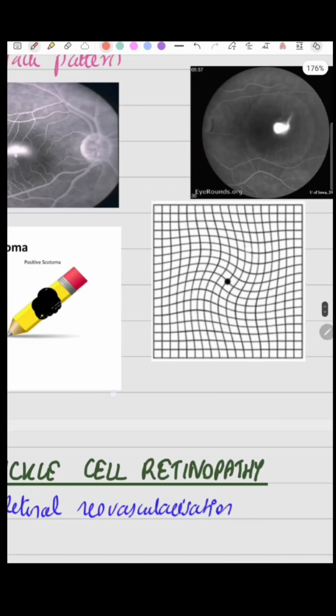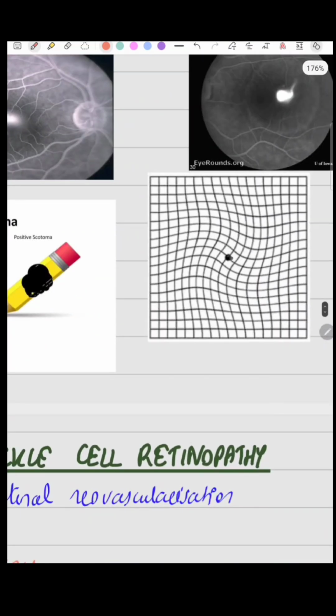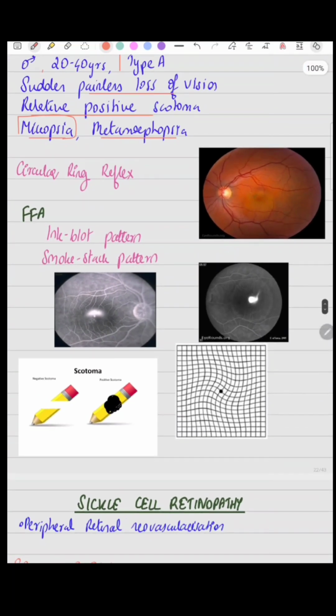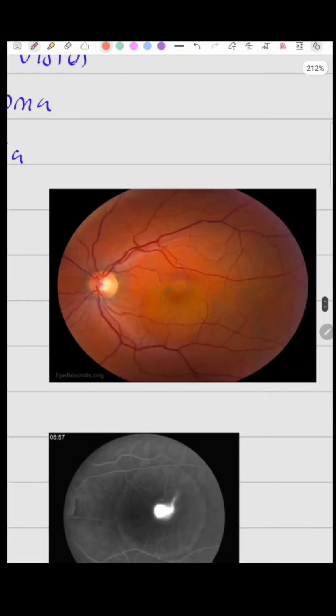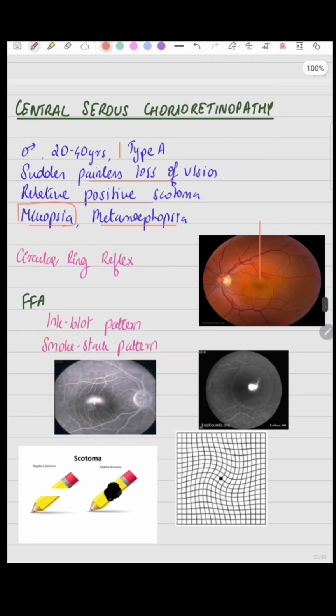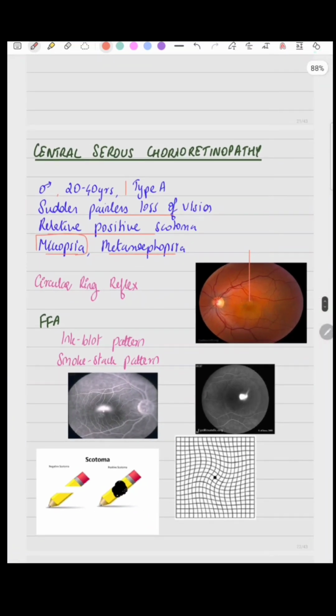This is metamorphopsia, distortion of lines, that will be seen in CSR. On ophthalmoscopy, there will be mild elevation of the macular area. This is known as a circular ring reflex. Here there will be a circular ring reflex on ophthalmoscopic examination.